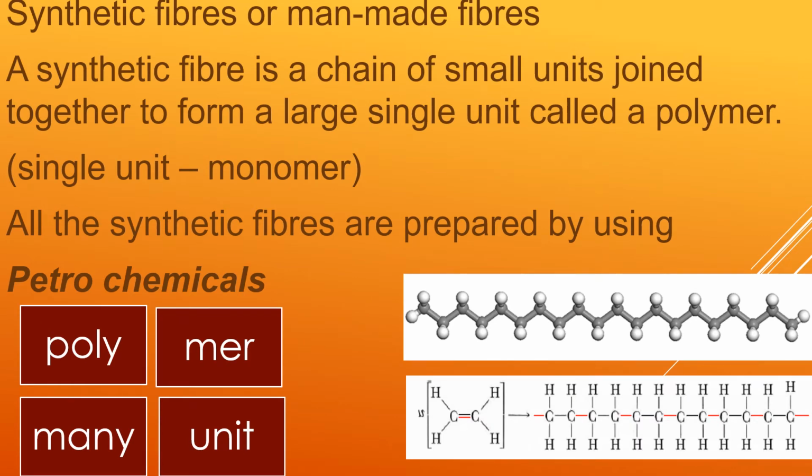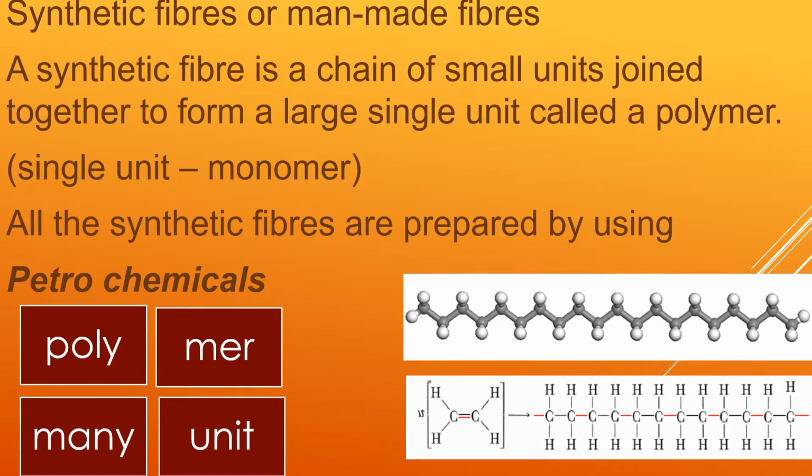In your previous classes you could have studied about the natural fibers like cotton, wool, silk etc. which are obtained from plants or animals. In this class you are going to learn about synthetic fibers or man-made fibers.